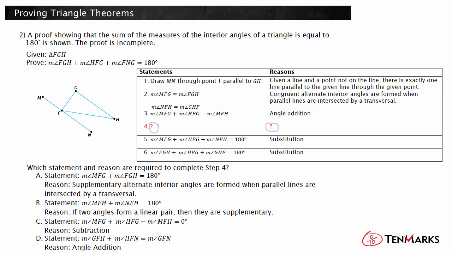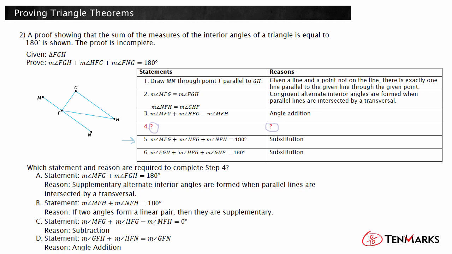Let's work through the proof to see what is needed to connect the statements given. Step 1 just explains to draw a parallel line through point F of the triangle. Step 2 uses the fact that the lines are parallel to identify the congruent alternate interior angles formed. Step 3 uses angle addition to combine two angles. Then there is the missing step, step 4.